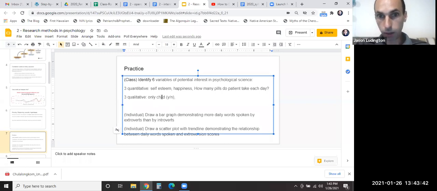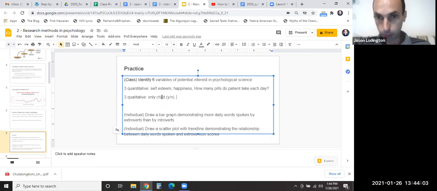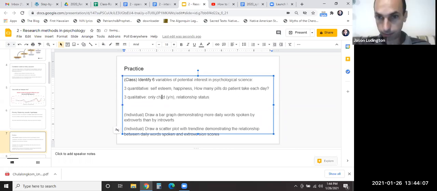So that's a categorical qualitative assessment. It's grouping people into categories without numbers. All right, good. Okay, any others? Give me 2 more examples of qualitative variables. Are participants in a relationship? Yes or no? Yeah, relationship status. Good. And one more.